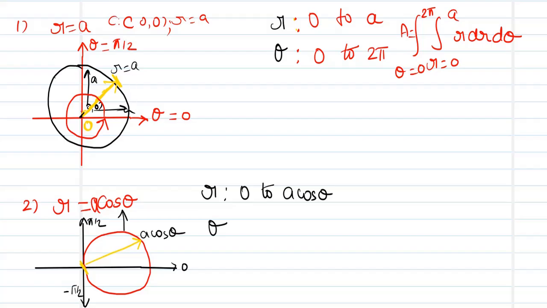When we measure, the angle is always measured in the anti-clockwise direction. So from here to here, how much is going to be the angle? The angle will be from minus pi by 2 to pi by 2. So when you fix your limits, you can fix the limits for r as 0 to a cos theta and theta varying from minus pi by 2 to pi by 2.